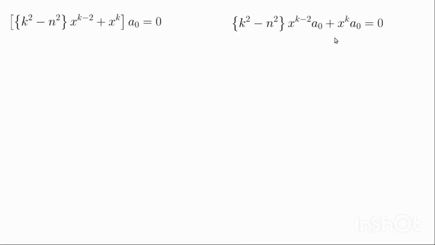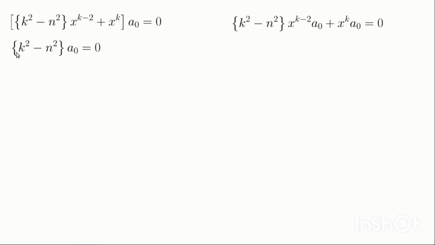So if you recall that we said that x raised to k minus 2 cannot be found in that solution because it is negative. But this one can be found in the solution. So what does that mean? It means that the coefficient of this expression, which is a naught times this, must be equal to 0 because this one is not part of the solution. So we can conclude that k squared minus n squared multiplied by a naught must be equal to 0.